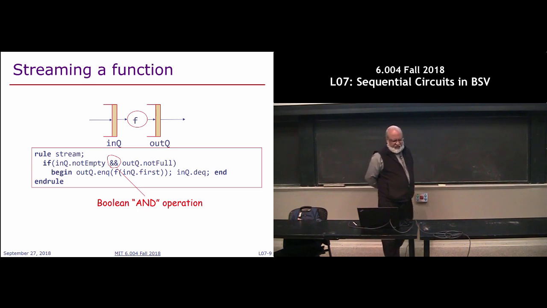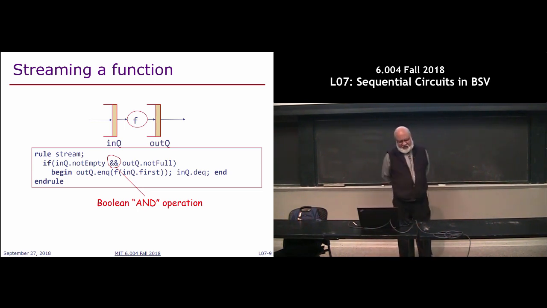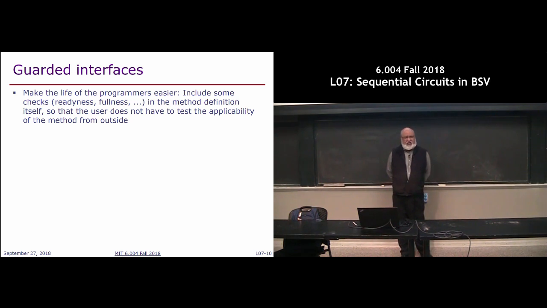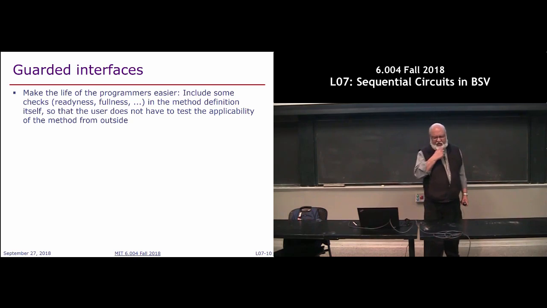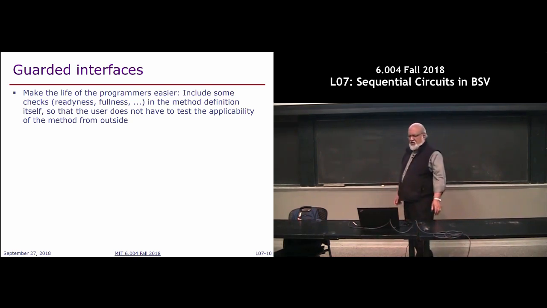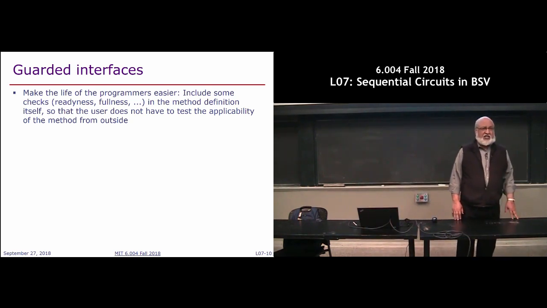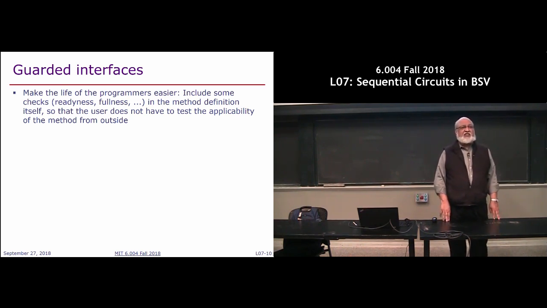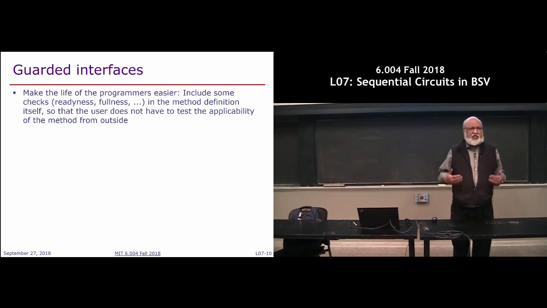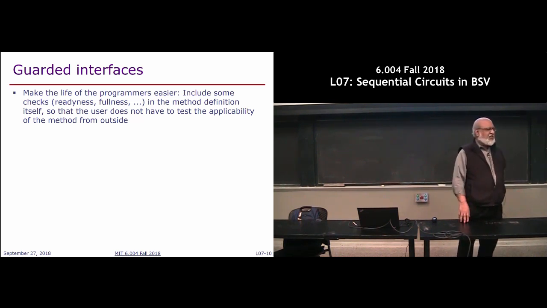Good. This is a Boolean AND operation. Now let me tell you something very interesting, and that will make our life easier. We can make the life of the programmer easier, because what you saw in the case of FIFO happens in many, many module designs. You say, don't do NQ unless there is space. Don't do DQ from a FIFO unless there is an element in it. Why don't we make them part of the definition so that you don't have to constantly test it?